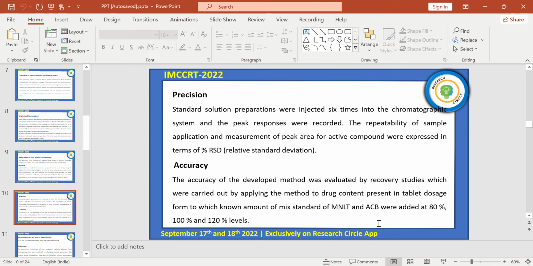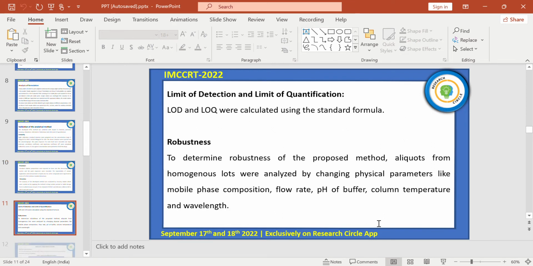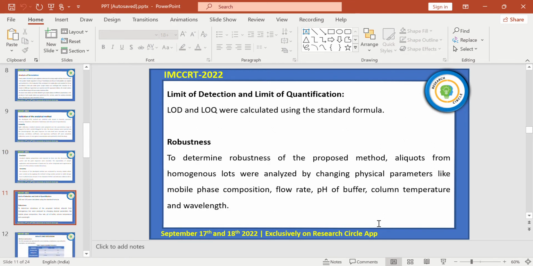Third parameter was accuracy, which was evaluated by performing recovery studies. It was carried out by applying the HPLC method to drug content present in tablet dosage form, to which known amounts of mixed standard of Montelukast and acebrophylline were added at 80%, 100% and 120% levels. Fourth parameter was limit of detection and limit of quantitation, which were calculated using the standard formula.